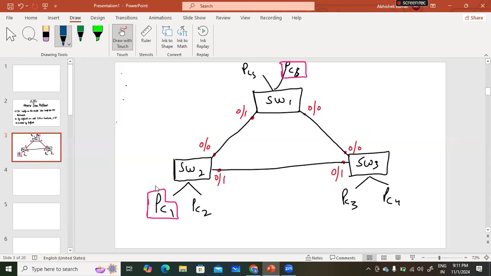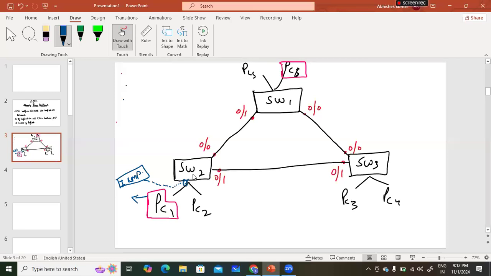So let's suppose the ICMP request generated by PC1 reaches the switch on this interface particularly. Now what will happen? Okay. Switch 2 will receive this ICMP request.